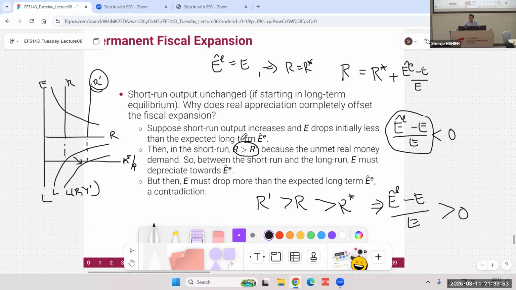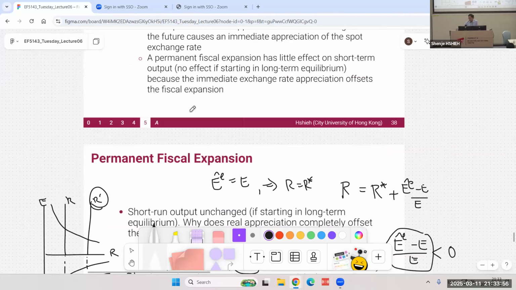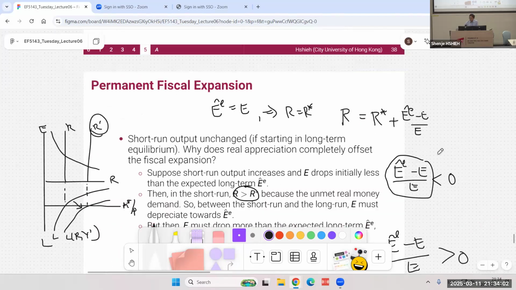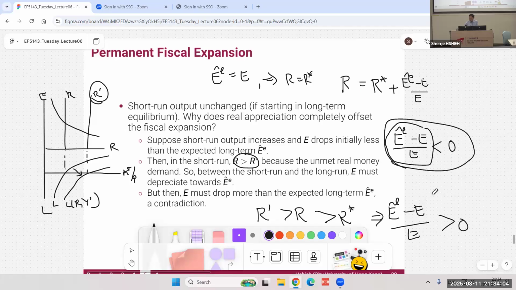So let me say that all again. To prove that this is the equilibrium, the conclusion is obvious: this and this cannot both be true. It's impossible. Something can't be less than 0 and also greater than 0. So our initial assumption that there is an output effect is wrong. So we must conclude that the output change is 0.